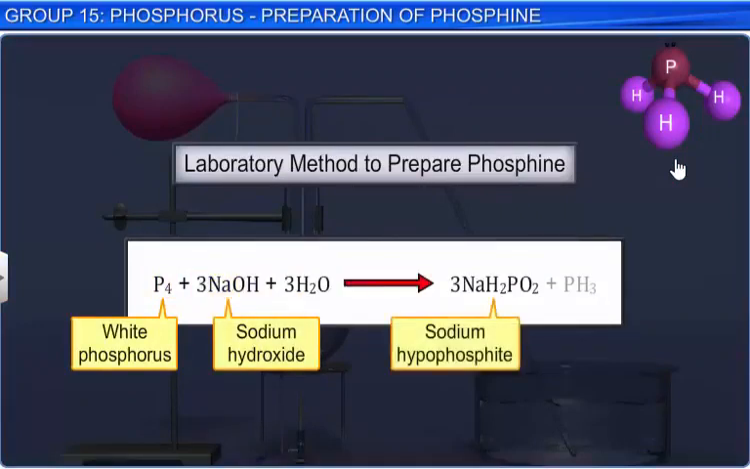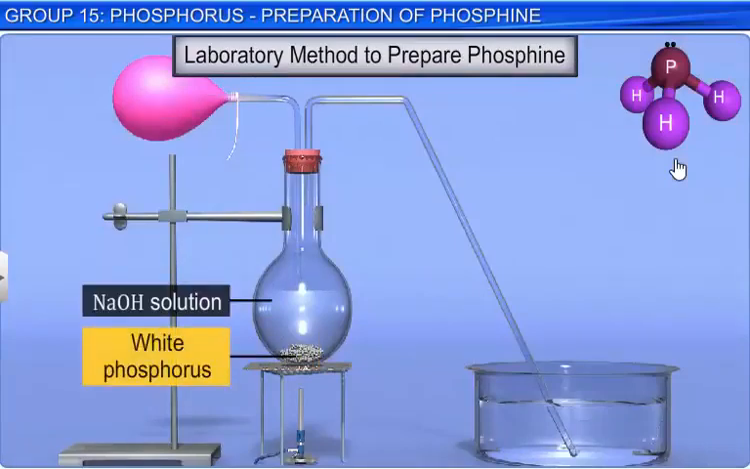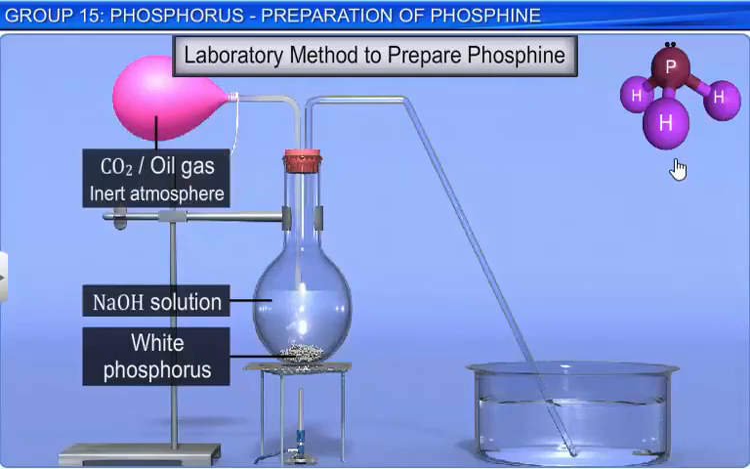This is the laboratory method to prepare phosphine. Let us take a quick look at it. A concentrated solution of sodium hydroxide and white phosphorus is taken in a round-bottomed flask, as shown in the apparatus arranged here. The reaction is allowed to take place in an inert atmosphere of carbon dioxide or coal gas, because phosphorus would otherwise react with oxygen and lead to an explosion.